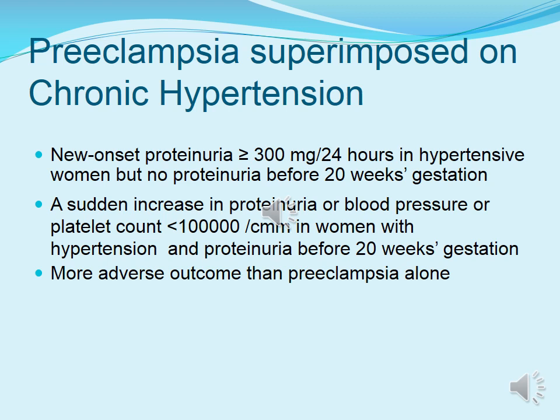She develops a sudden increase in proteinuria or blood pressure, or a platelet count less than 100,000 per cubic millimeter, in a woman with hypertension and proteinuria before 20 weeks of gestation. Those carry a more adverse outcome to the fetus as well as to the mother than preeclampsia alone.